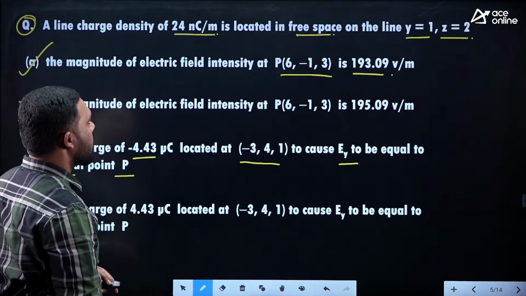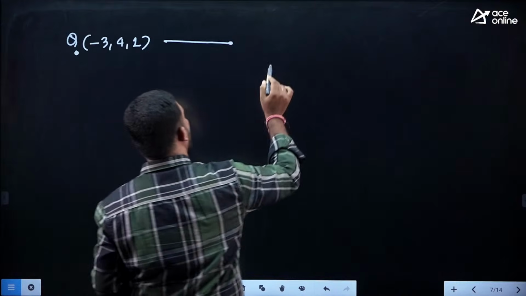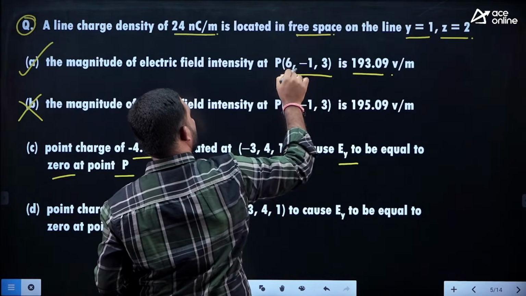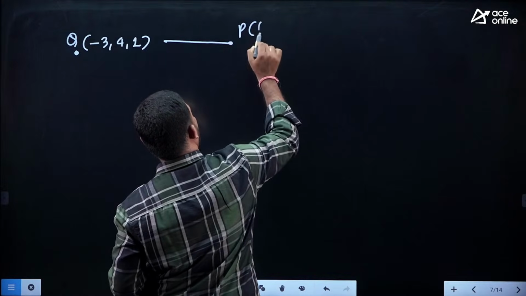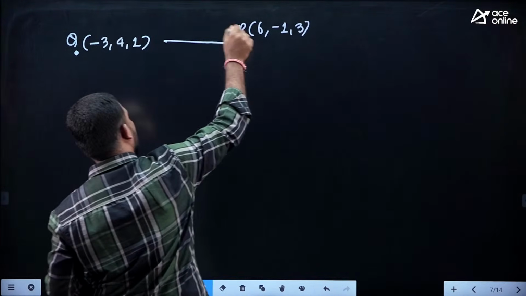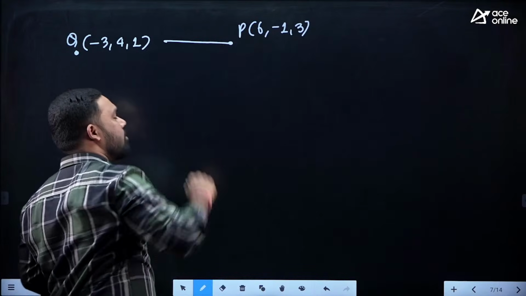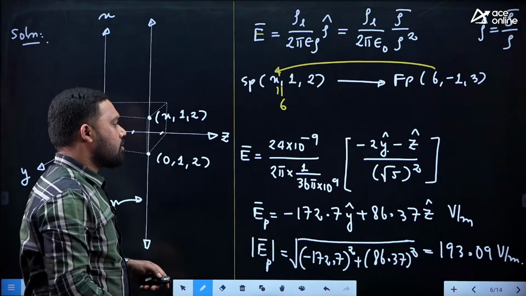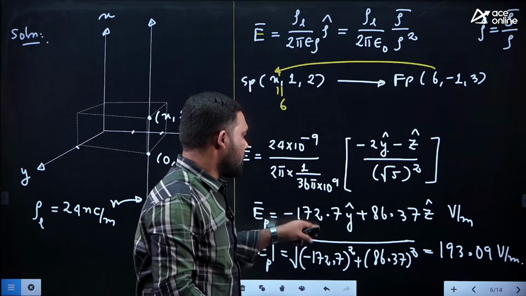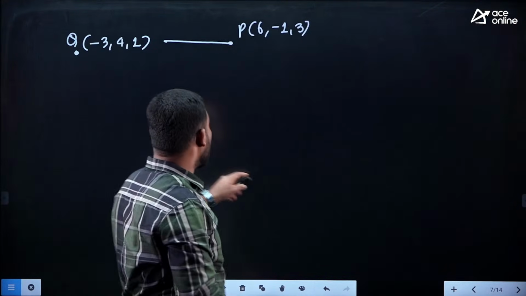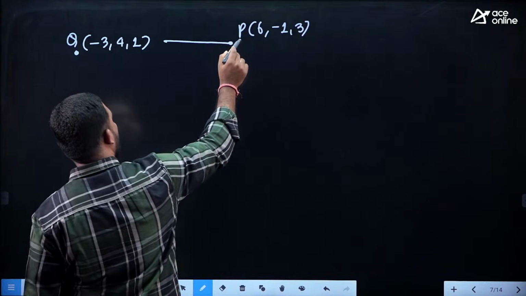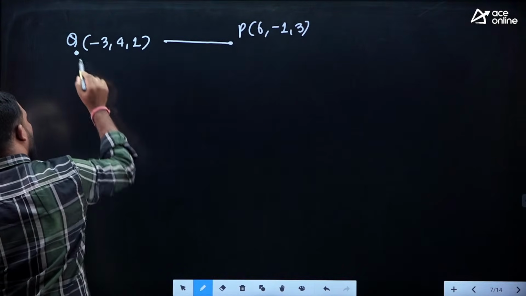So at a point P, what is that point P? It is 6 comma minus 1 comma 3. Because of this charge, it must introduce some y component, and that y component must nullify this one. That means here minus is there, so because of this one there should be a positive y component. Let us find out the electric field here due to this point.